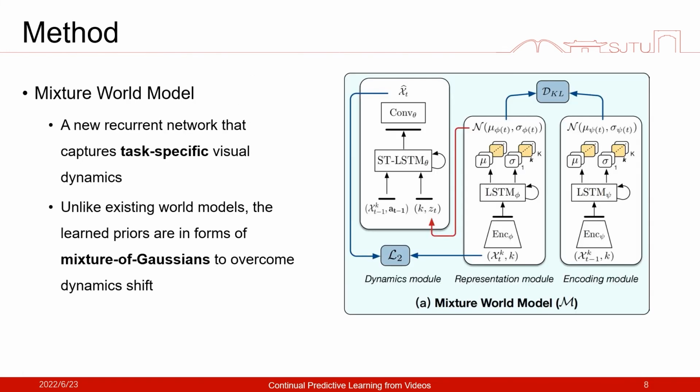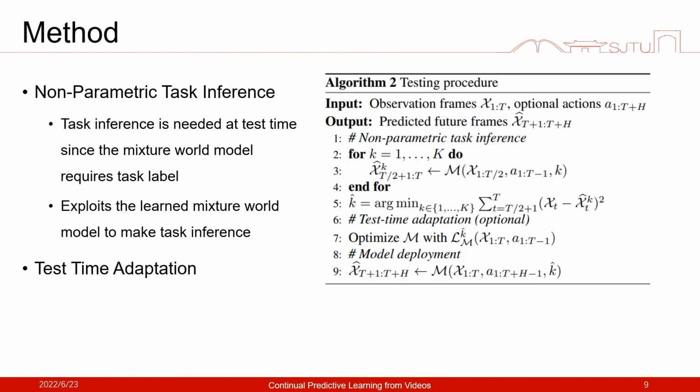To further explain the mixture world model, it is a new recurrent network that captures task-specific visual dynamics. Unlike existing world models, the learned prior forms a mixture of Gaussians to overcome the dynamics shift. Finally, since the mixture world model requires the task label, we propose a non-parametric strategy to make task inference at the test time.